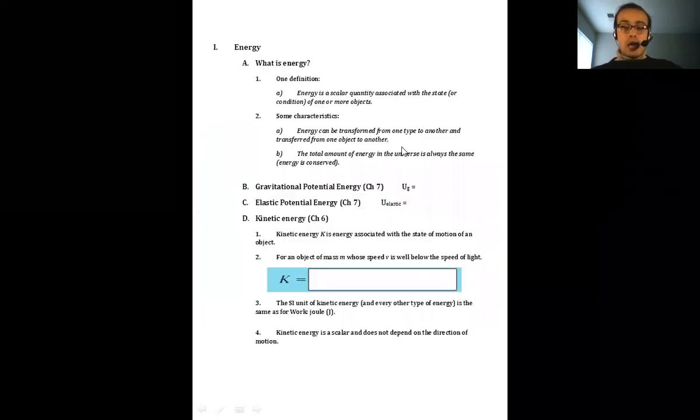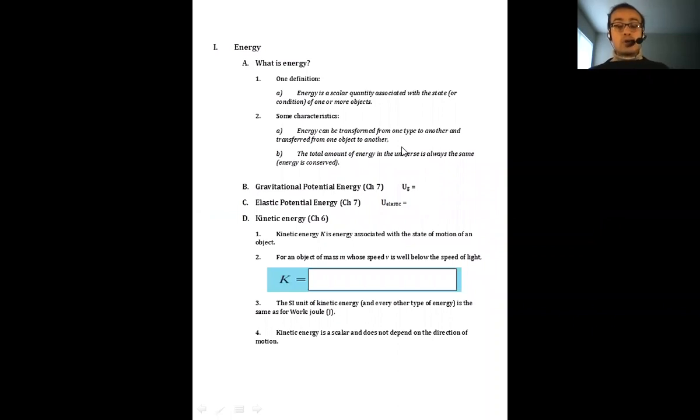So what is energy? One definition is that energy is a scalar quantity associated with the state or condition of one or more objects. So energy does not have a direction. It's directionless. It can be applied in any direction and from any direction. You can also think of it as sort of a capacity to do work. It's a capacity to sort of push things around.